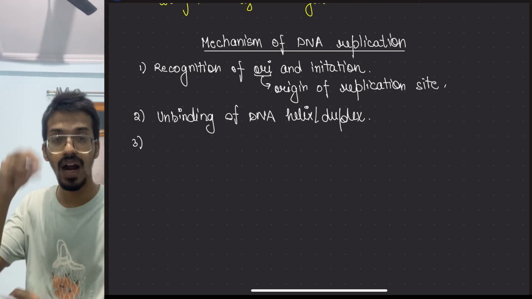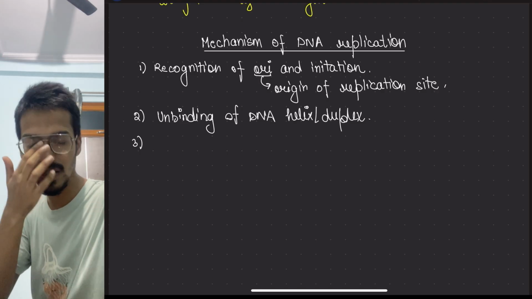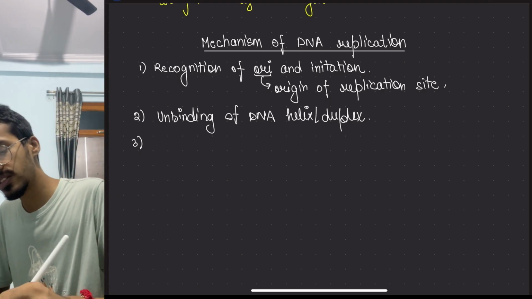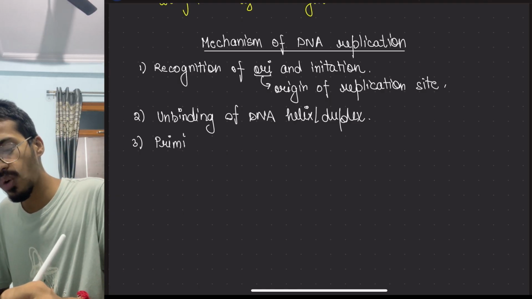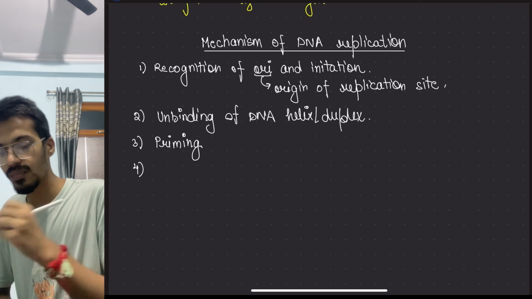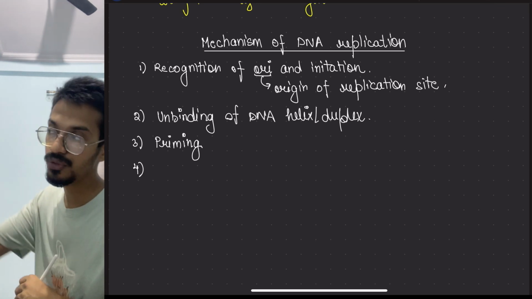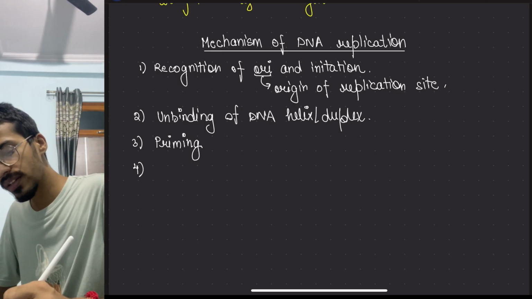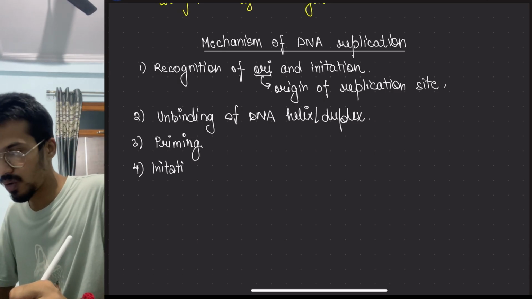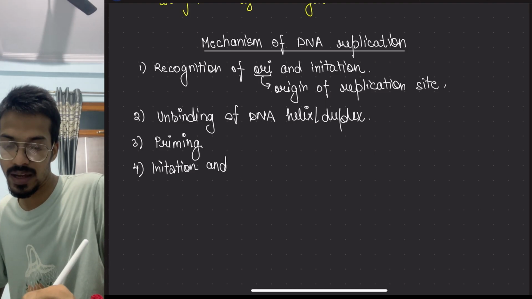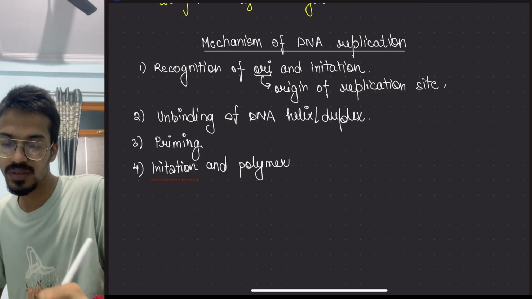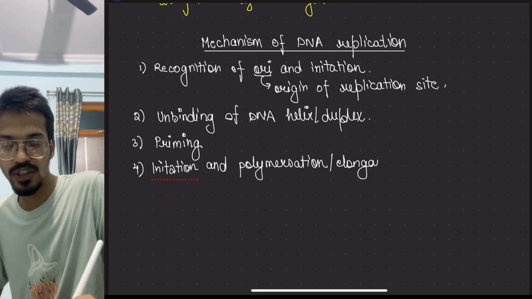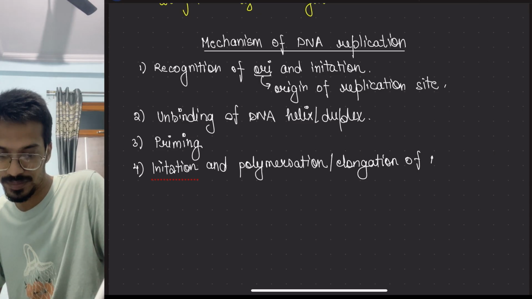Next, to start the process, you have to put the primer first, like the foundation first. So the foundation is called priming. You will add the primer, called priming. Initiating that is like laying down the first brick. So the primer will be there. Then there will be initiation and polymerization, or the elongation of DNA.